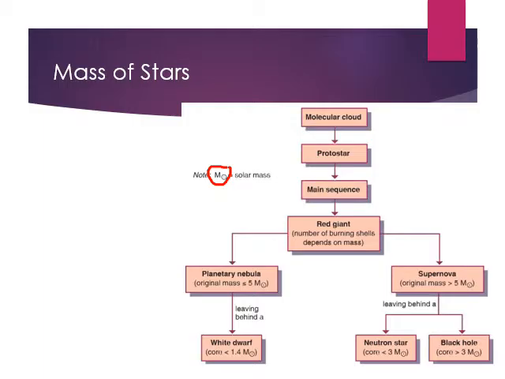Now from this stage it has one of two paths that it can follow. If the original mass is up to about 5 times our own solar mass, you'll get a planetary nebula leaving behind a white dwarf. However, if we have an original mass greater than 5 times that of our own Sun, we will get a supernova. And this will leave behind either a neutron star, if the core is about 3 times our Sun, or a black hole if the core is greater than 3 times our Sun. So mass affects the life cycle of the star.